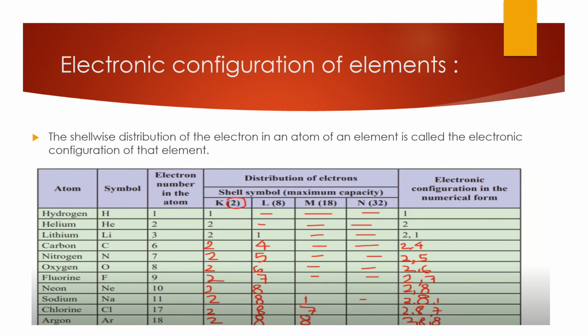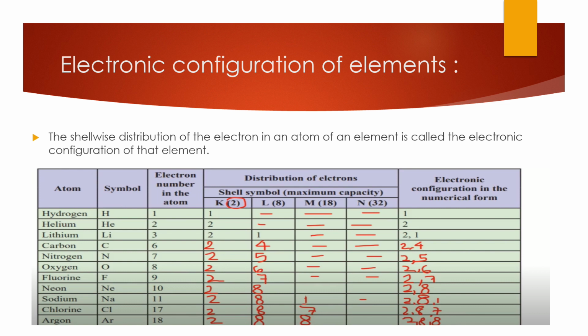Now the next one is lithium. Here the electron number is 3. Out of these 3 electrons, the first 2 electrons will go in the K shell. Now how many electrons are remaining? Only 1, because in lithium 3 electrons are there. Out of that, 2 electrons will be in the K shell and the remaining 1 electron will be in the L shell, and that is why the electronic configuration is 2, 1. So this is the electronic configuration of lithium.